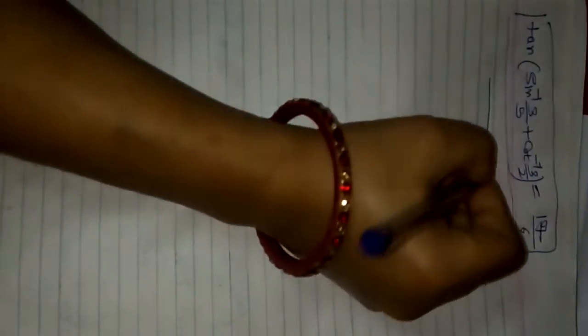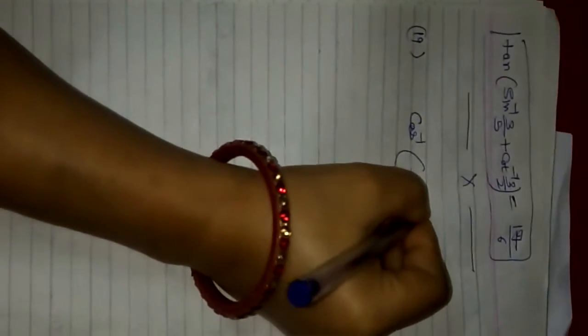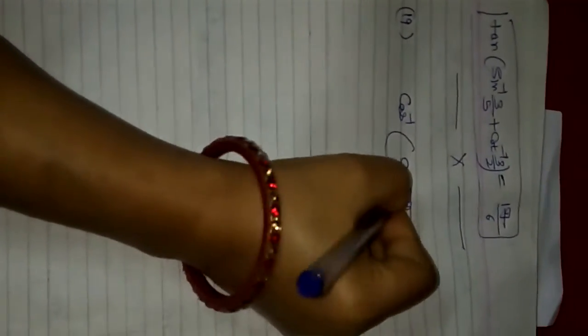It means the given expression tan of sine inverse 3 upon 5 plus cot inverse 3 by 2 is equal to 17/6. This is the answer of this question. Now the next question is question number 19. In question 19, cos inverse cos of 7/6. In this question we have to find out the value of this. Now let us start the solution.